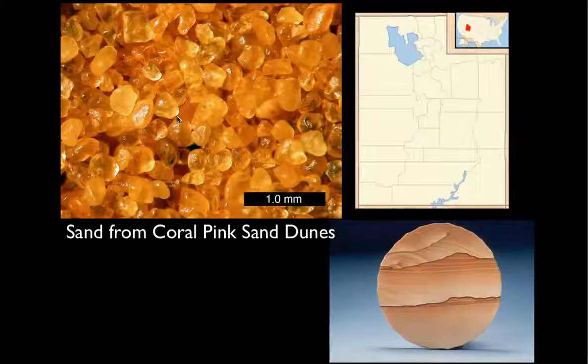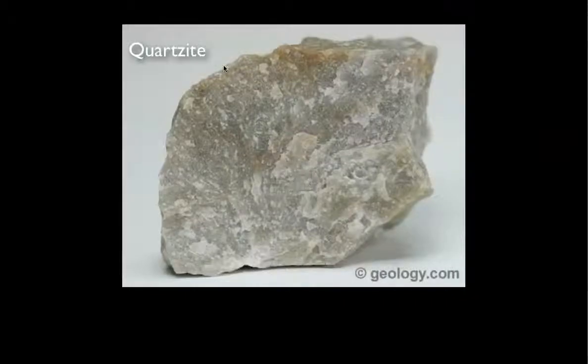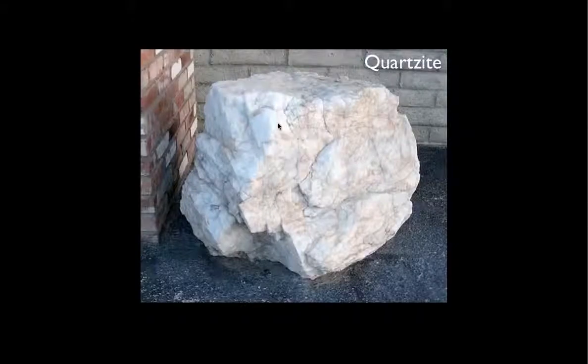Take sandstone, which is really made of little pieces of sand, nothing more than silicon dioxide. In the case of this sand, it comes from right down here at Coral Pink Sand Dunes National Monument. If you squish sand, it turns into quartzite. This is one view of it. It's mostly silicon dioxide with some stain.